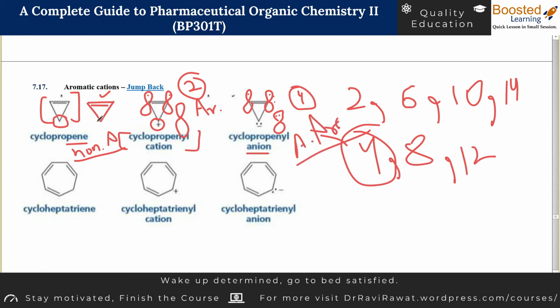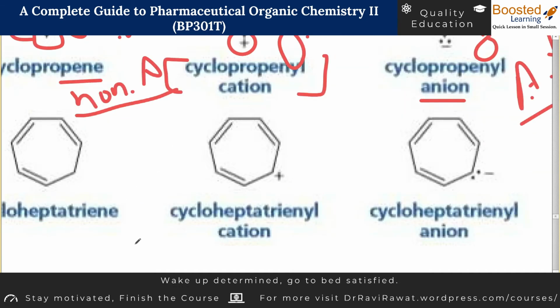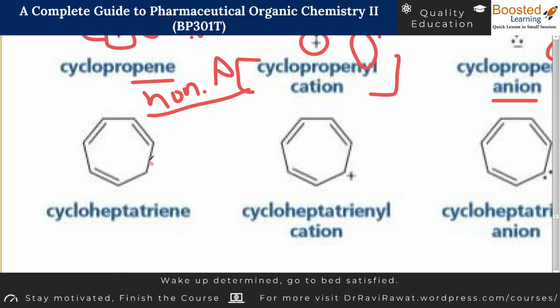Okay, this was non-aromatic, this is aromatic, and this is anti-aromatic. Let us take more examples. Here we are missing any conjugation on this carbon. So this molecule is also non-aromatic.